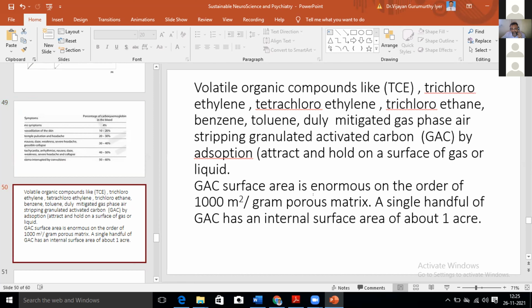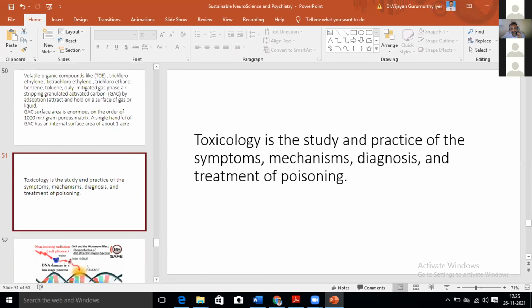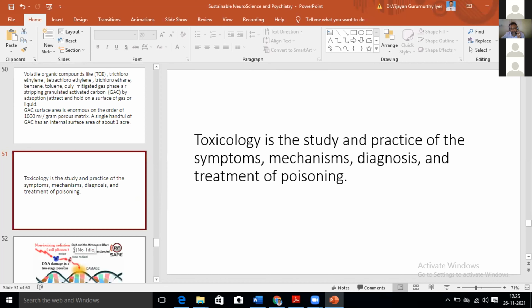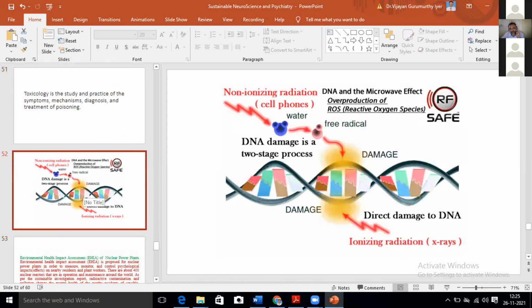Our brain and gut are oscillated and get the input of the blood, and it is at the level of granulated activated carbon. At the level of the granulated activated carbon, the toxicology has been assessed and mitigated, which is called sustainable toxicology: toxicological requirements that meet the needs of the present generation without compromising the ability of future generations to meet their own needs.